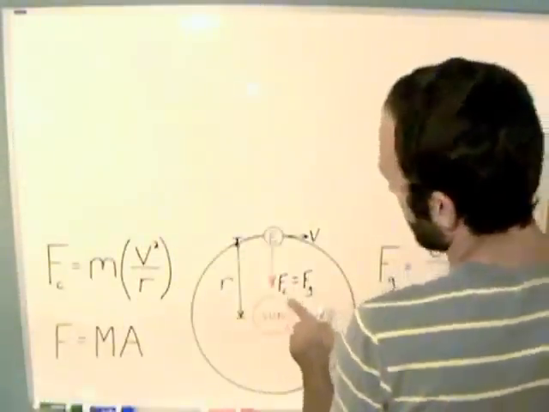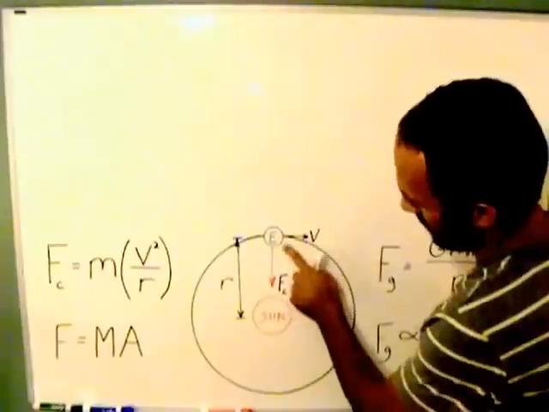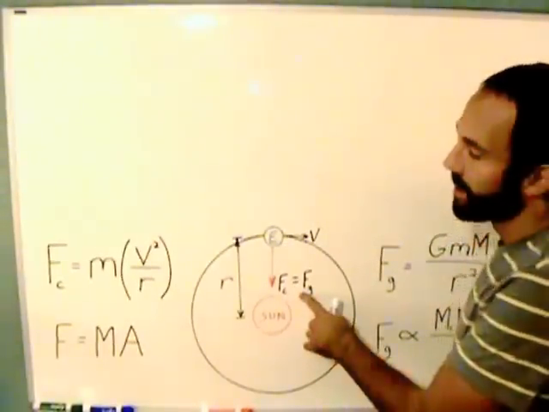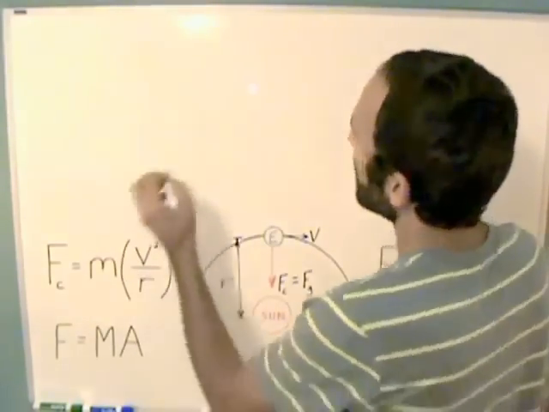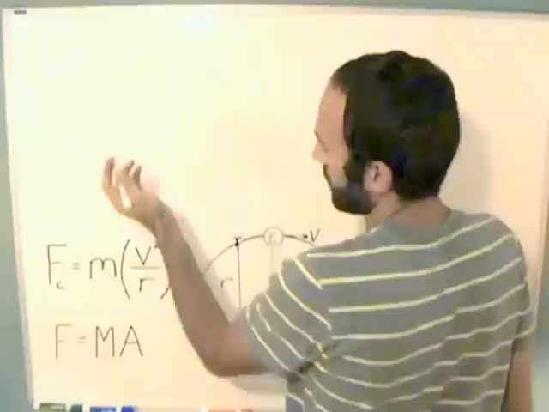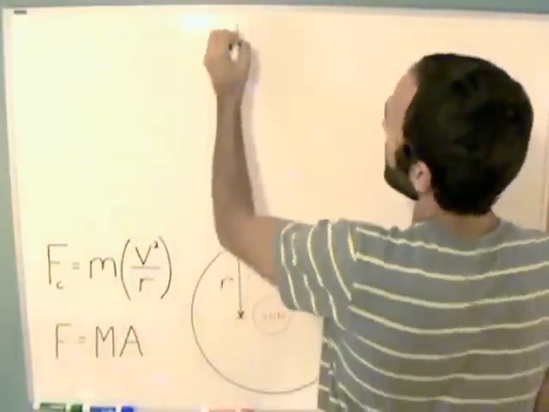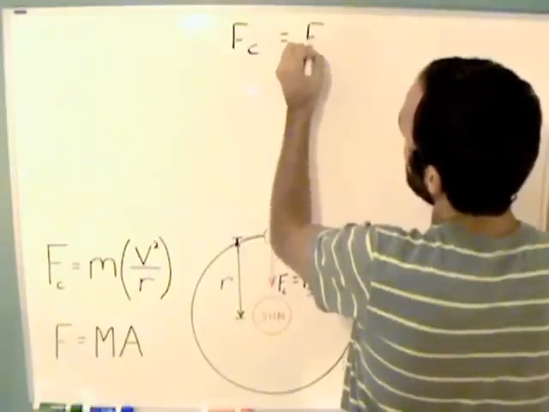As I've written here, the centripetal force between the Earth and the Sun, or the force pulling the Earth towards the Sun, is equal to the force of gravity. So what you can do is say these equations are equal. You can set Fc equal to Fg.